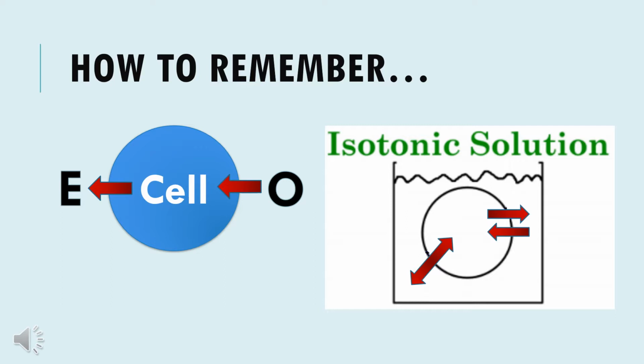If you do that and you remember E equals exit, then when a cell is placed in a hypertonic solution, as it would be on the left side of the cell, then the water will exit.